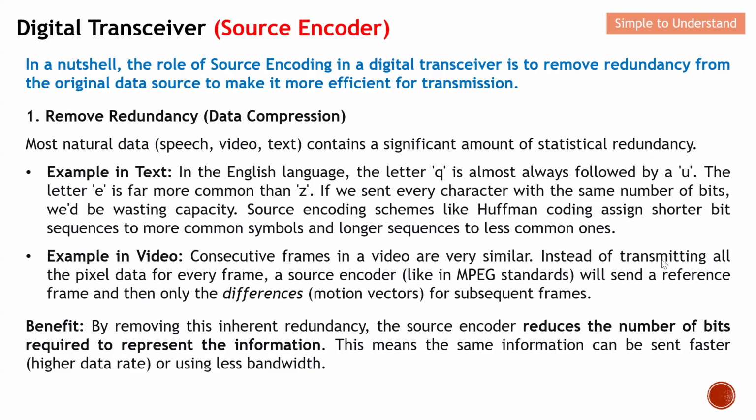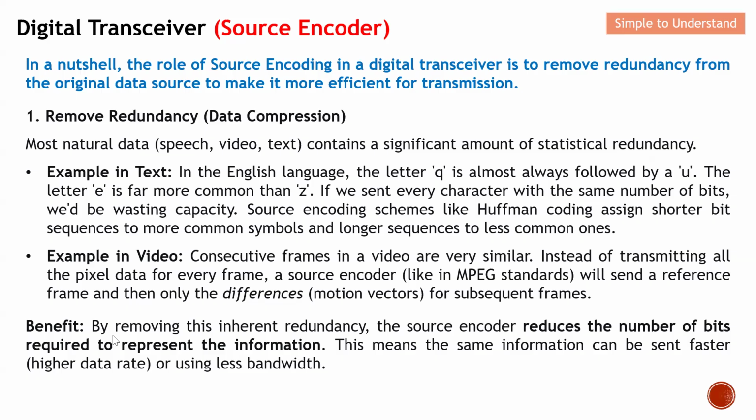So instead of transmitting all the pixel data for every frame, a source encoder, for example the MPEG standard, will send a reference frame and then only the difference for subsequent frames. So basically this is how they remove the redundancy. They only send the difference rather than every frame, every pixel.